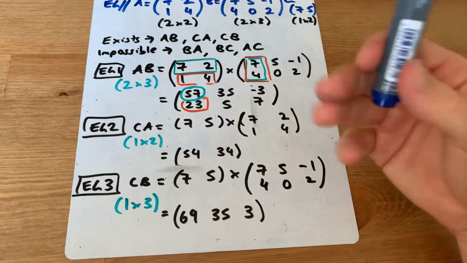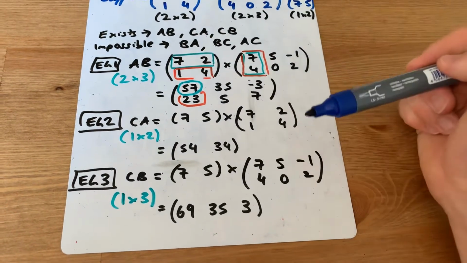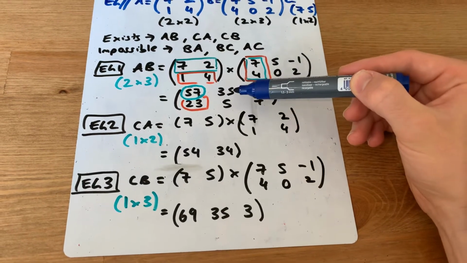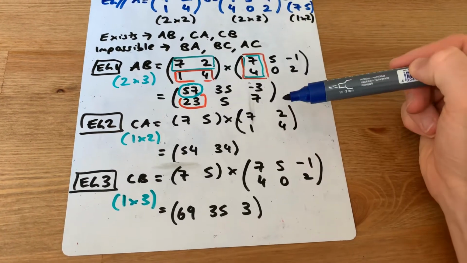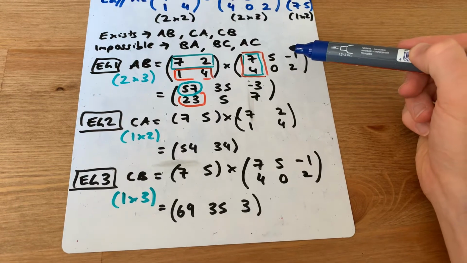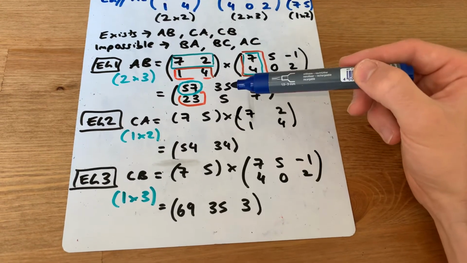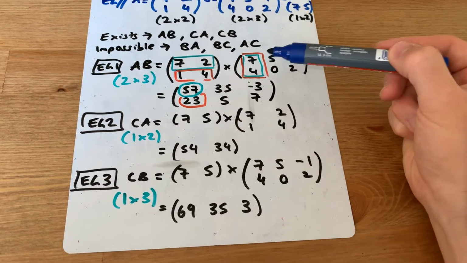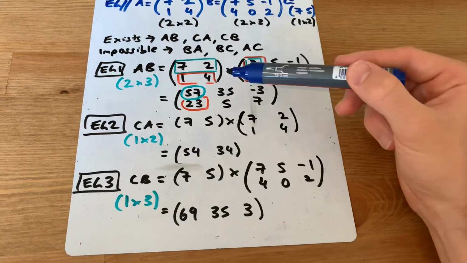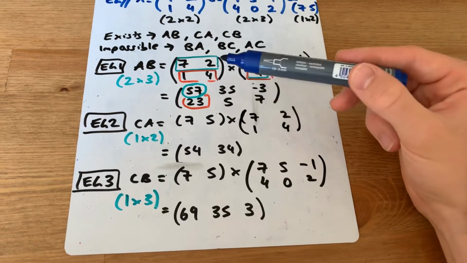I haven't colour-coded these next ones, but let's just double-check we're okay. To get the top middle, we're going to do top multiplied by middle. So 7 times 5, 35, plus 2 times 0 is still 35. Bottom middle, 1 times 5, and 4 times 0, so 5.